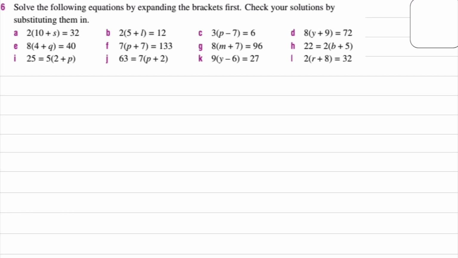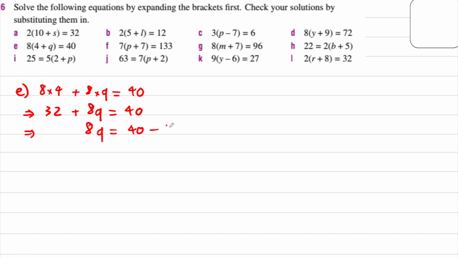Okay, in this video we continue from question 6e. For question E, we have 8 outside the bracket. Expand this bracket, you get 8 times 4 plus 8 times q equal to 40. And then 32 here, 8 times q like this, and this is 40. And 8 times q equal to 40 minus 32. 8q equal to 8. And divide by 8. We have 8 divided by 8, this one equal to 1.